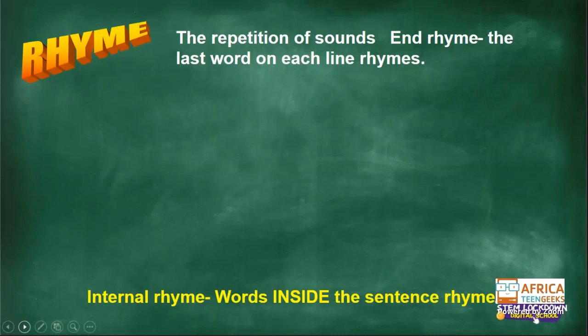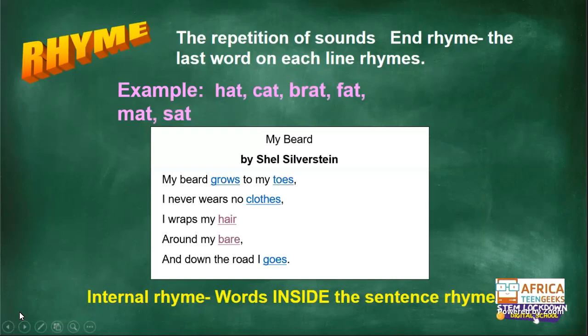Okay, so rhyme is the repetition of sounds. So you get an end rhyme, where the last words on each line rhyme, or an internal rhyme, where the words inside the sentence rhyme. And more examples are coming in. Valentino, casino, tiger, liger, fight, might. So there's a lot of words that rhyme. I see plain, stain, talk, walk. And here we are given examples like hat, cat.